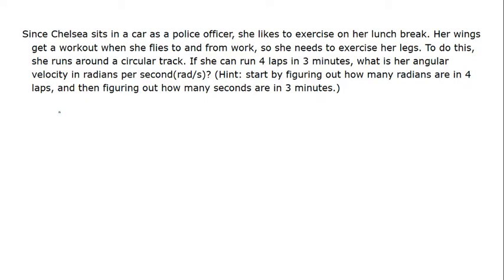Well, if we look at a track that would be circular, we need to know how many radians are in a full circle. Well, a full circle has 2 pi radians. So that means each lap she's running 2 pi radians, and she does a total of 4 laps. So I'm going to take the 4 laps and multiply times 2 pi, since that's how many radians is in each lap. And I get that she does 8 pi radians.